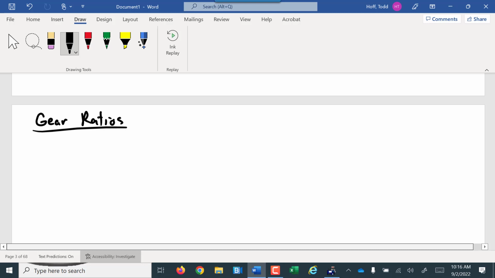We have a similar situation for gears. That's my attempt to draw a passable gear. I got an extra tooth in there. So pretend those look like gears.